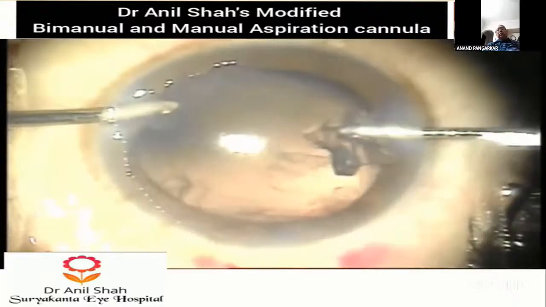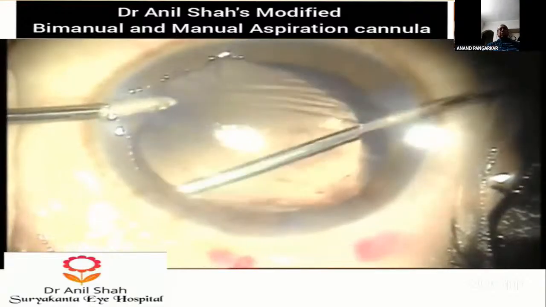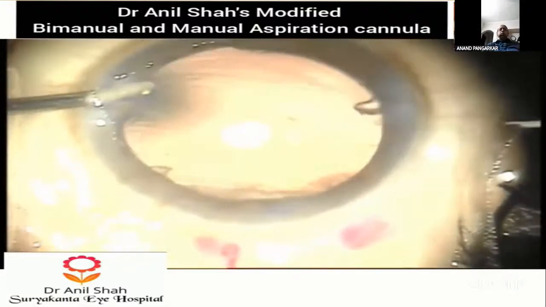Now see here, the small cortical fragments are remained in the fornices. With the horizontal tip facing cannula, we try to remove this cortical fragment, though it is adherent and not easily coming out. So we'll try to remove from the other side cortical matter. So this is a deep cortical matter in the fornices which is easily removed.